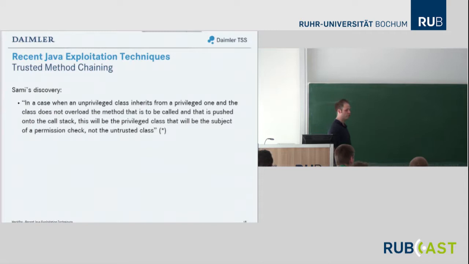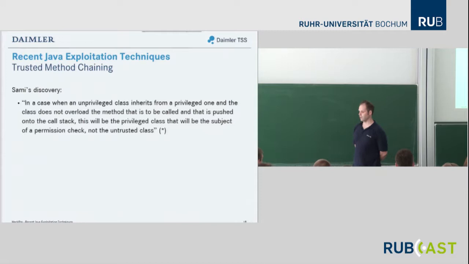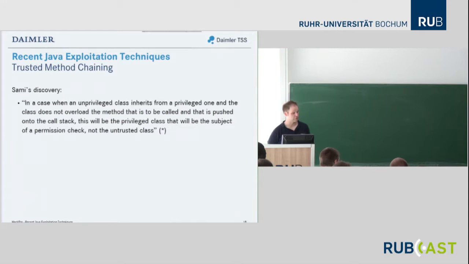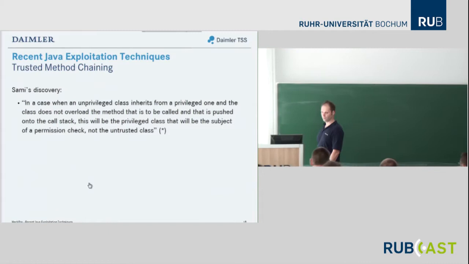An example, if you have a system class, let's say HashSet, a set where you store stuff in it, and you subclass it with your own class, and you do not override a method, but maybe implement an interface, then you won't define any own code, and thus the permissions from the parent class will be the permissions.